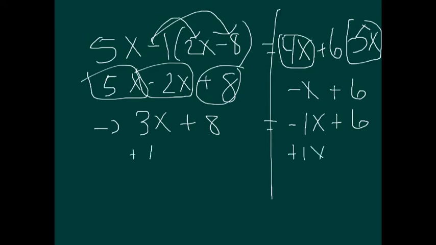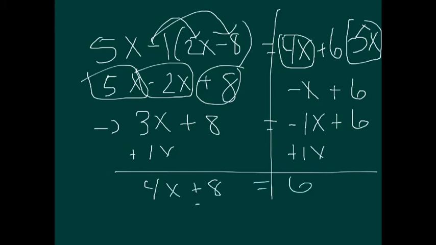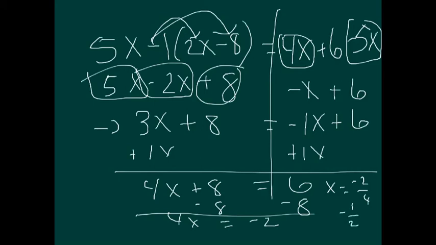I'm going to add 1x to both sides. 4x plus 8 equals 6. I'm going to minus 8 from both sides. I'm going to be left with 4x equals -2. And when I divide both sides by 4, I'm going to be left with x equals -2/4, or -1/2. Okay, you could even decide that x equals -0.5 if you'd like.